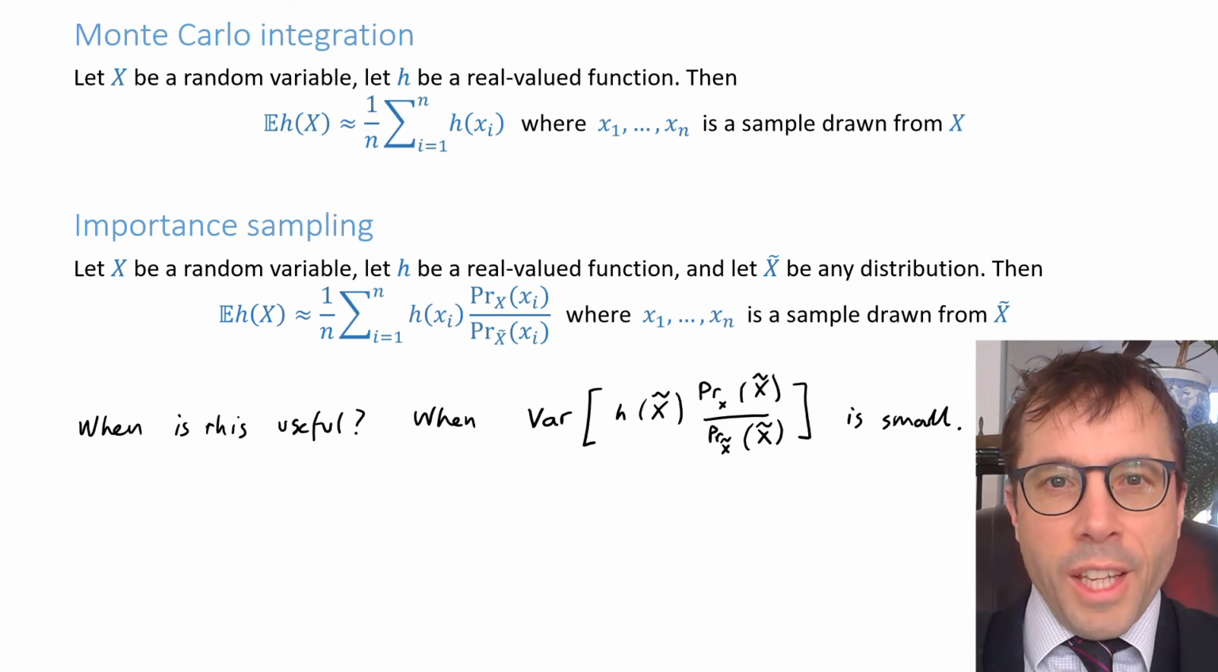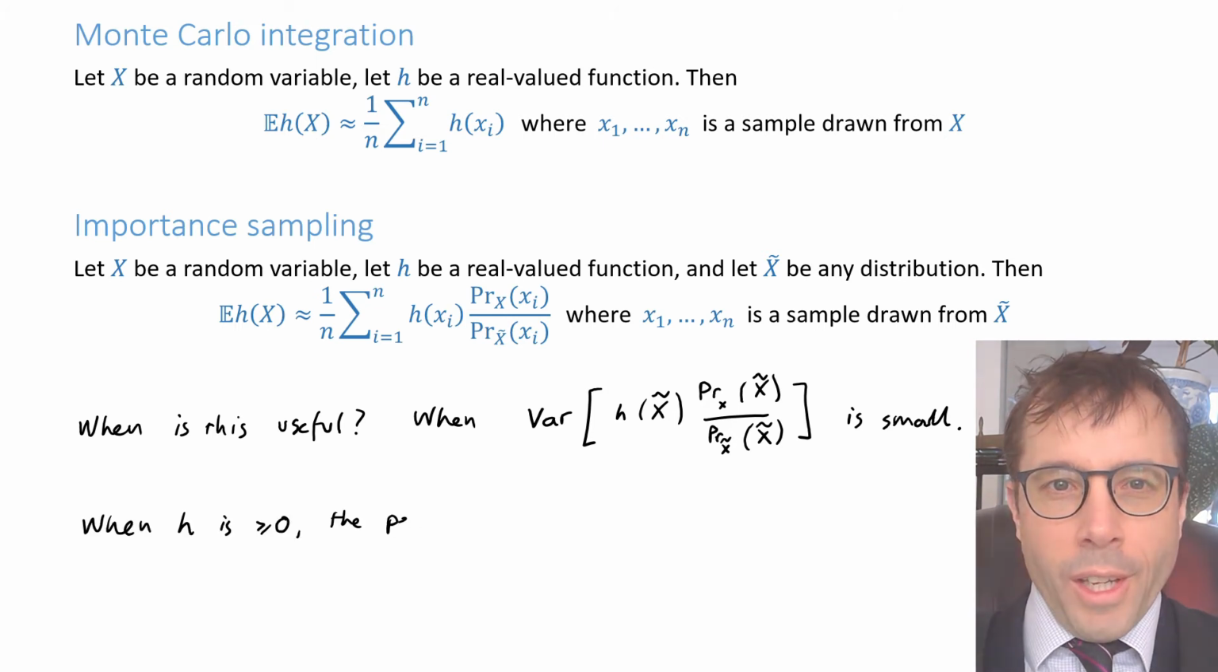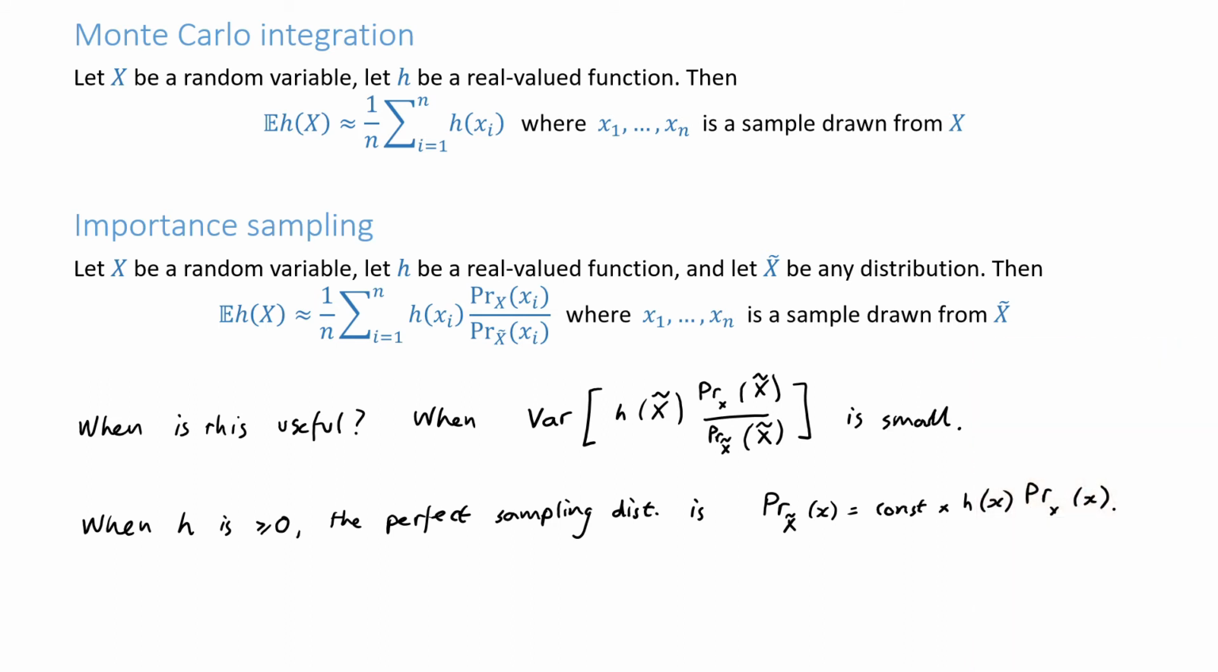Actually, we don't even need to compute the variance to figure out what the best possible sampling distribution is. Here's the perfect sampling distribution. We'll choose x tilde so that its likelihood is proportional to h of x times the likelihood for the random variable x at little x. The point of this is that it makes our estimator be a constant. In other words, it makes the variance equal to 0.